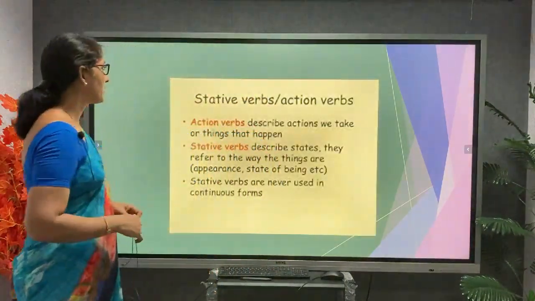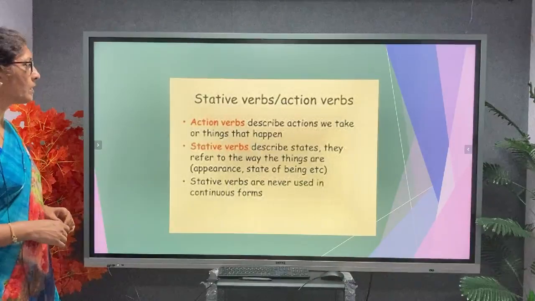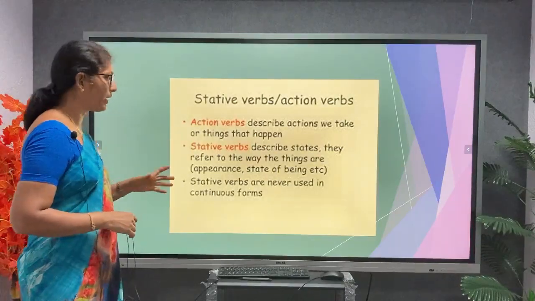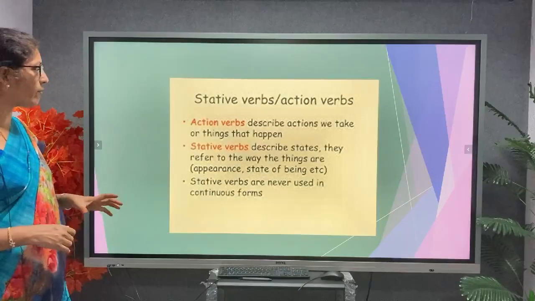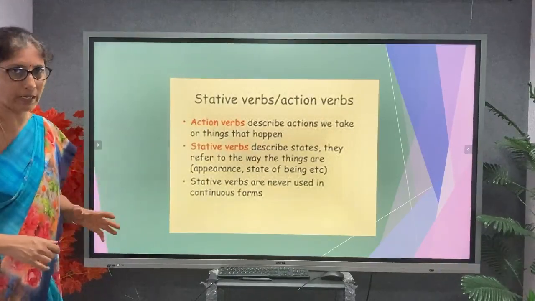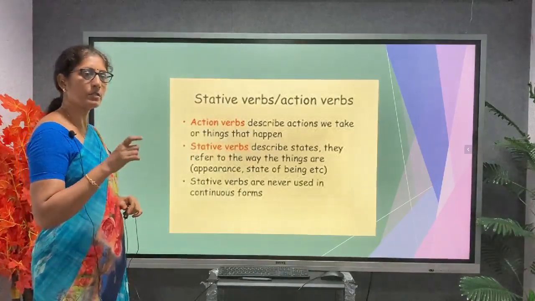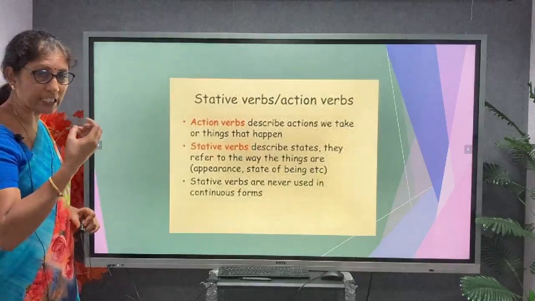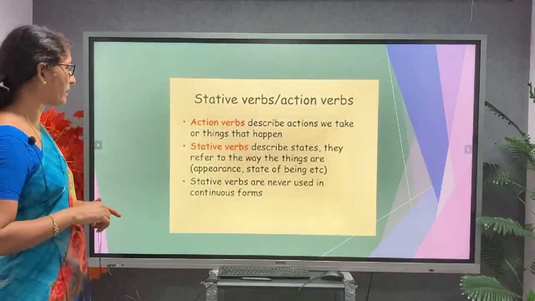First one, stative verbs versus action verbs. Action verbs describe actions we take or things that we do. For example, I walk 10 miles. That indicates my action. That is an action verb. I ate an apple. That verb also indicates some action.